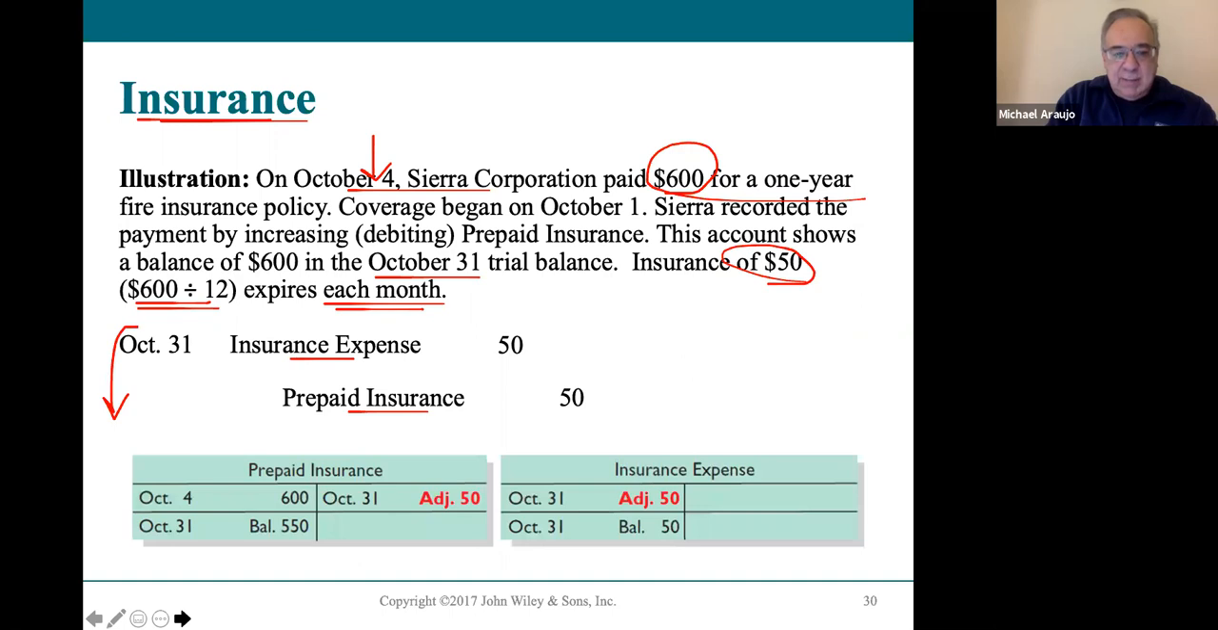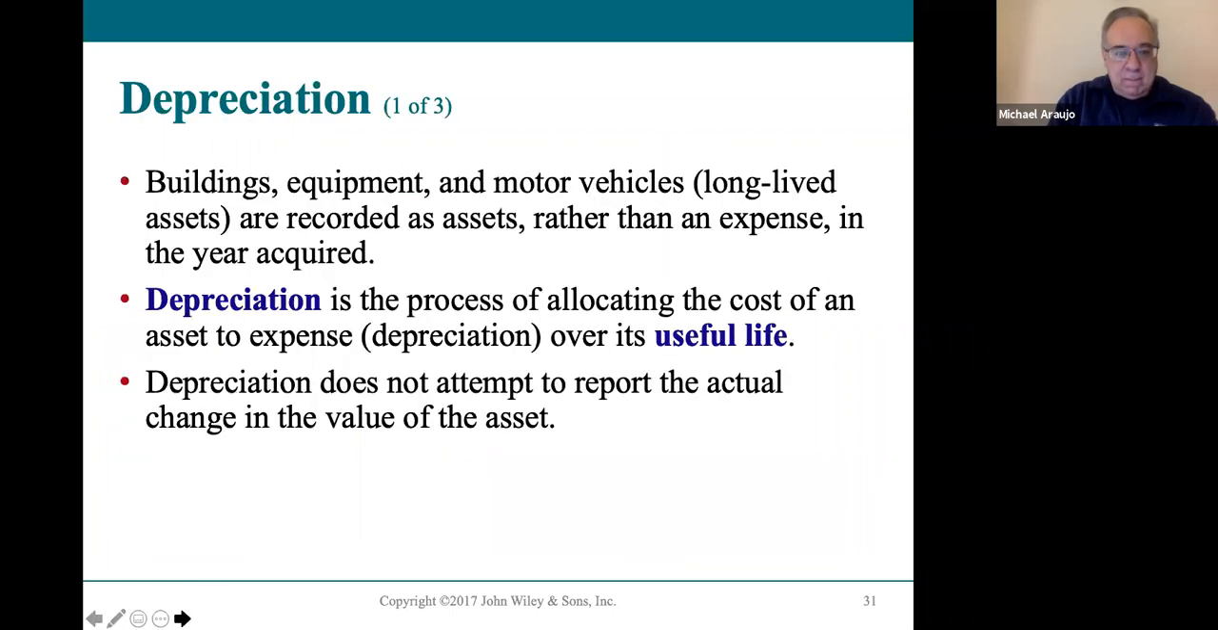Then it gets posted to the ledger. You know how it works, right? So prepaid insurance is adjusted, which means that there's only $550 of prepaid insurance left, which is correct after that month. And then of course, now we actually have a balance in insurance expense of $50. So that's the second one that you have to know.